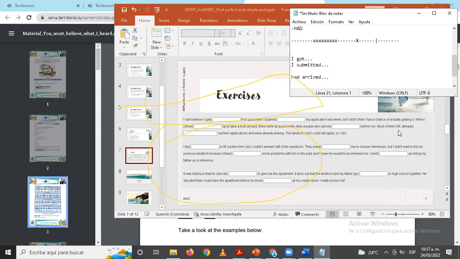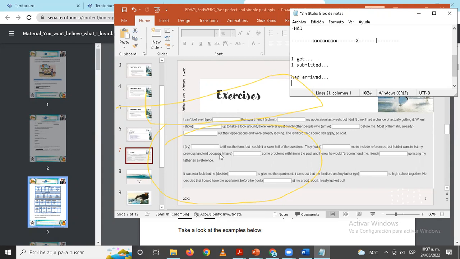Most of them, la mayoría ya había entregado su aplicación. O sea que este también va en pasado perfecto. Most of them had already filled out their applications and were already leaving. Ya se estaban yendo. Habían 20 como que ya se estaban yendo. The landlord said I could still apply, so I did.